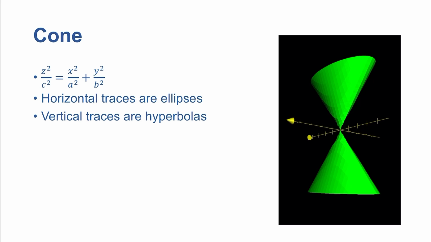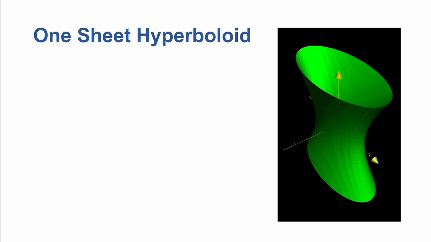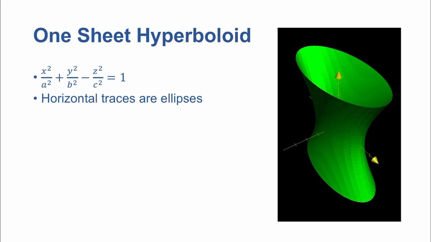Obviously, there are some caveats about where the cone would be defined and where we would have the correct traces. Finally, we have 2 more. The first is the one-sheet hyperboloid. The one-sheet hyperboloid kind of looks like a nuclear smokestack or something that they have at the plants. That's actually how they design it. Anyways, we define the one-sheet hyperboloid by x squared over a squared plus y squared over b squared minus z squared over c squared equals 1. Now, we will have horizontal traces of ellipses and vertical traces of hyperbolas.